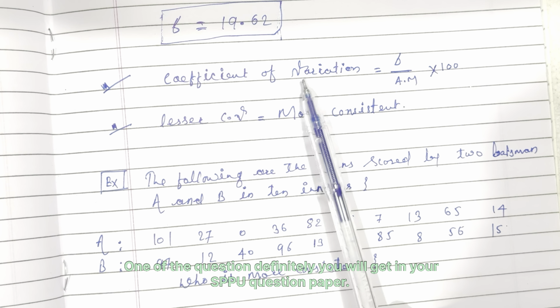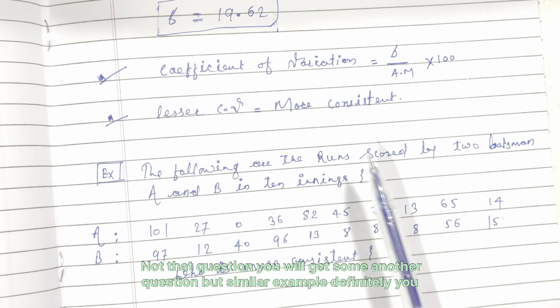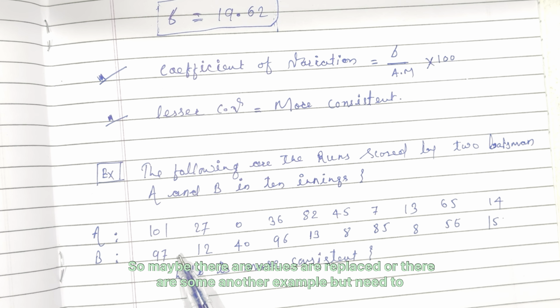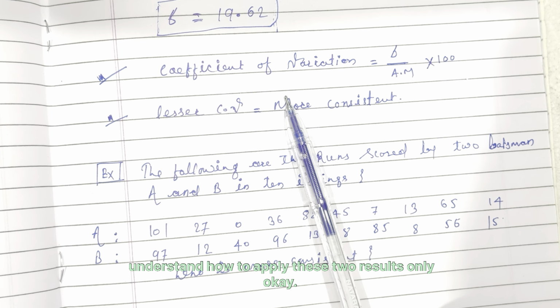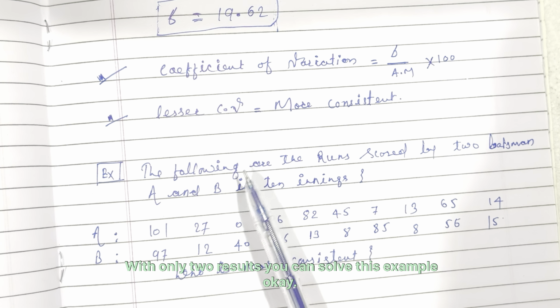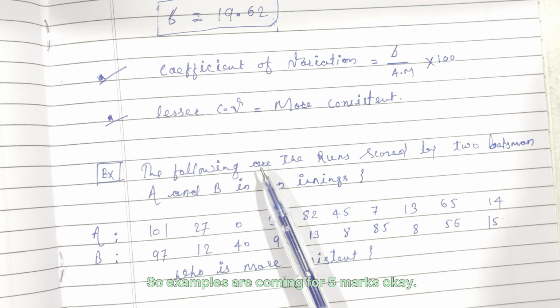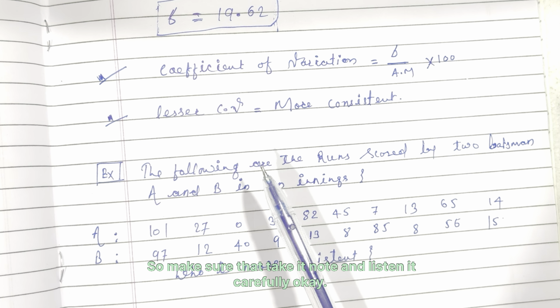One such question you will definitely get in your SPPU question paper. Maybe not that exact question, you will get another question, but a similar example definitely. Maybe the values are replaced or there is some other example, but you need to understand how to apply these two results only. With only two results you can solve this example. Such examples come for 5 marks, so make sure that you take note and listen carefully.